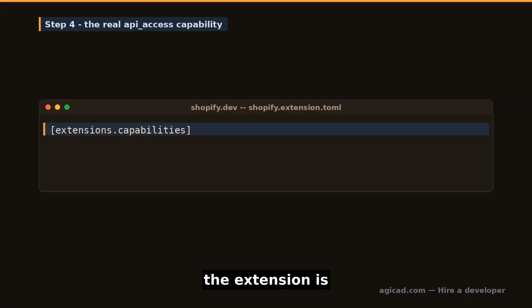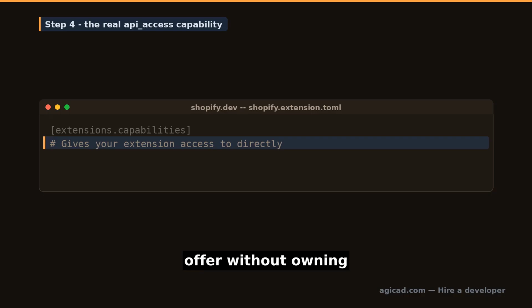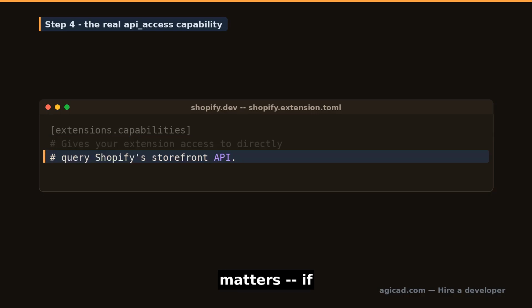Capabilities are opt-in permissions. API access grants exactly one thing: the right to query the Storefront API directly from inside Checkout, which is how this extension will fetch products to offer without owning any backend at all. The boundary matters: if you needed data from your own external server instead, that's a different capability, network access, with its own review bar. Ask for the narrowest thing that works.